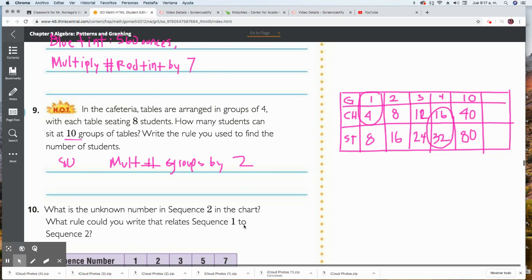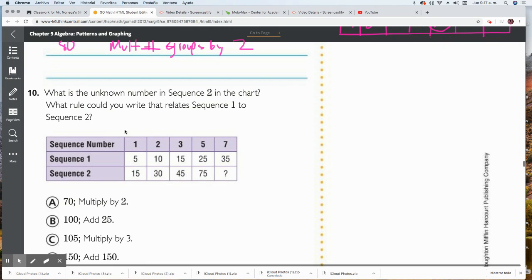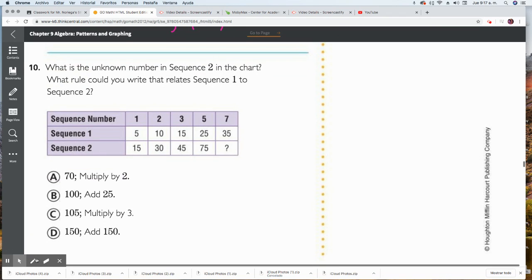Okay, that's number 9. Number 10, what's the unknown number in the sequence in the chart? Okay, so to find the unknown number, of course, we need to find the rule. We can find it by using the first pair of numbers and thinking, what can I do to this 5 to equal 15? What number times 5 equals 15, or 15 divided by what number equals 5? Okay, 5 times 3 is 15. 10 times 3 is 30. 15 times 3 is 45. 25 times 3 is 75. 35 times 3 is what number?